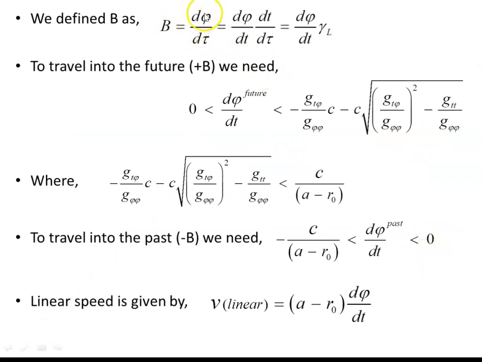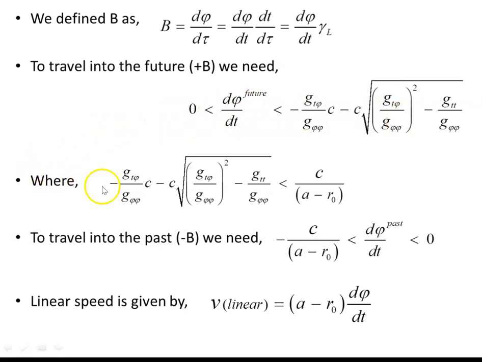Now we define B as d phi d tau, this rate of change of the angular coordinate with respect to proper time. With the chain rule, d phi d tau is d phi dt, the coordinate angular velocity, times dt d tau, the Lorentz factor. Now to travel into the future, plus b, we need values of the coordinate angular velocity that are greater than 0 and less than this object here. If d phi dt is 0, then the object is not moving, it's just sitting there, which is not viable. You're not traveling anywhere, and b would be 0. Once you start moving, positive angular coordinates in this range will take you into the future.